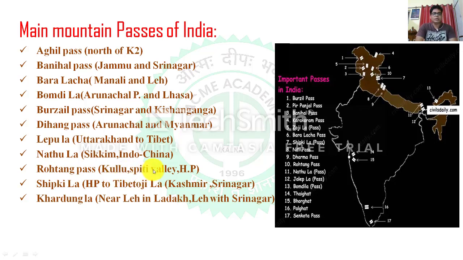Another thing, the Rohtang Pass is located in Kullu Manali, and you can see the Spiti Valley in Himachal Pradesh. Another is Shipki La Pass in Himachal Pradesh, and the Zoji La connects Kashmir and Srinagar. And Khardung La Pass also lies in Ladakh. So most of the passes are there.